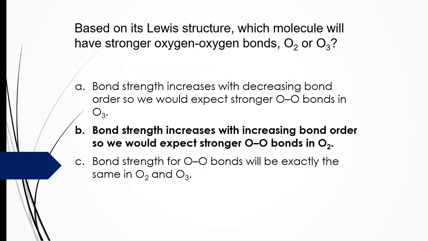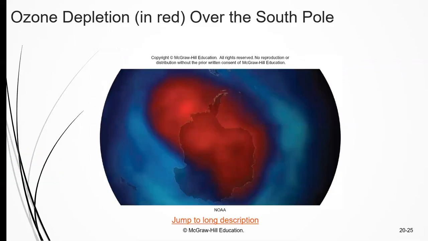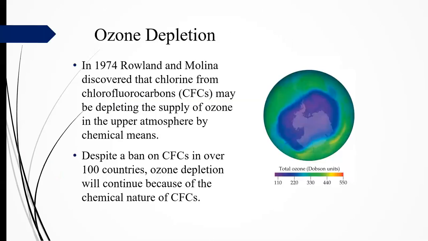Now, you might have heard of something called the ozone hole, right? The ozone hole can occur over one of our poles. Generally, it happens over our south pole, but it can also happen over our north pole as well, right? And the ozone hole is because we're seeing some depletion of ozone. And this was first found in 1974, right?